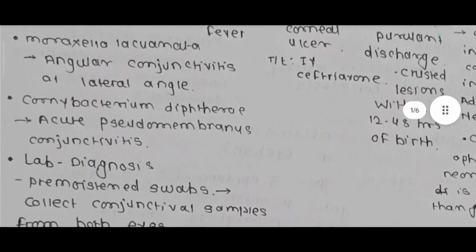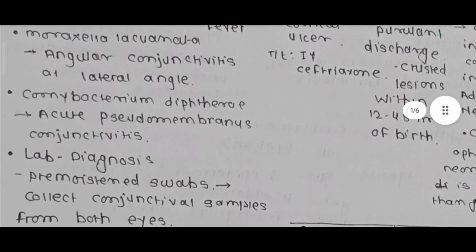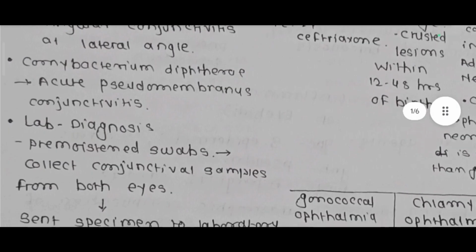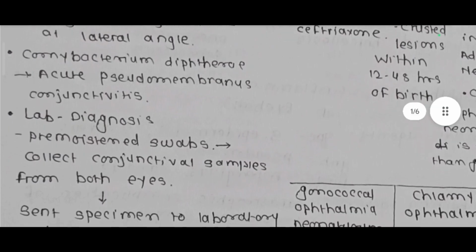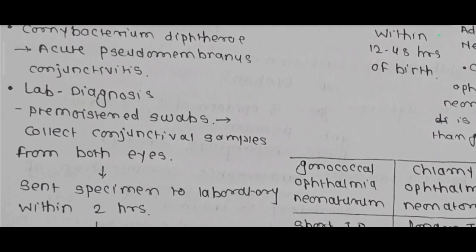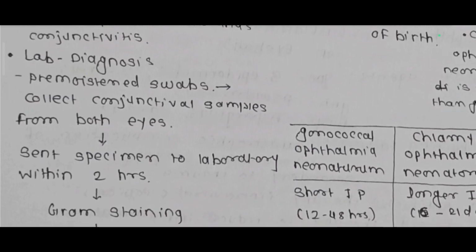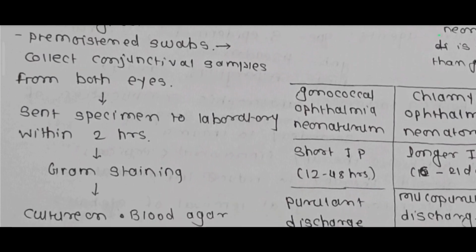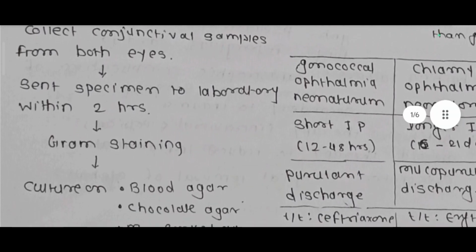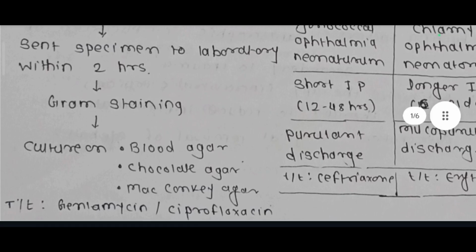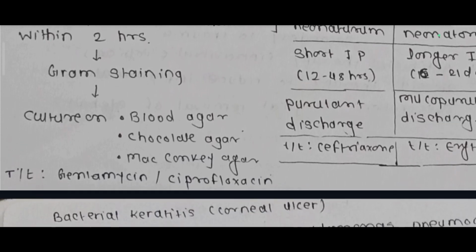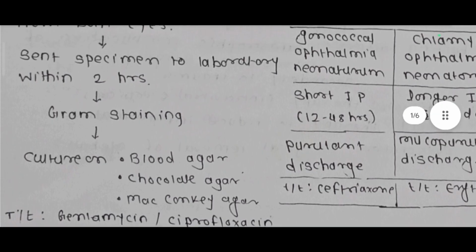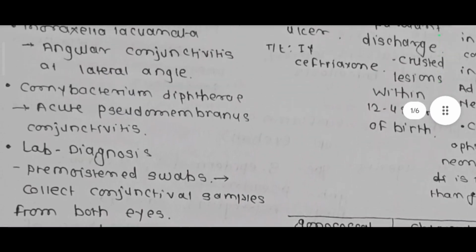Laboratory diagnosis for acute bacterial conjunctivitis: first we have to use pre-moistened swabs, that is, swabs pre-moistened with saline, which are used to collect conjunctival samples from both eyes. The sample is sent to the laboratory within 2 hours, and Gram staining is performed, followed by culture on blood agar, chocolate agar, and MacConkey agar. The treatment for acute bacterial conjunctivitis is gentamicin and ciprofloxacin, which are broad spectrum antibiotics.